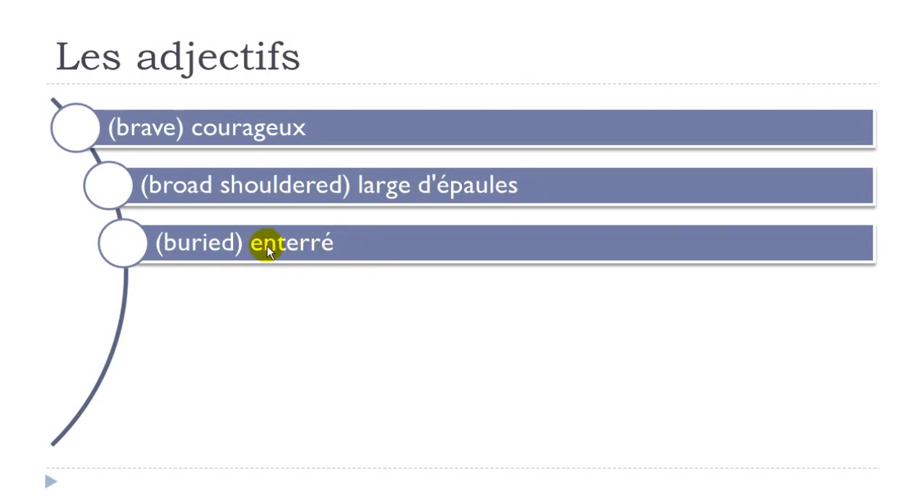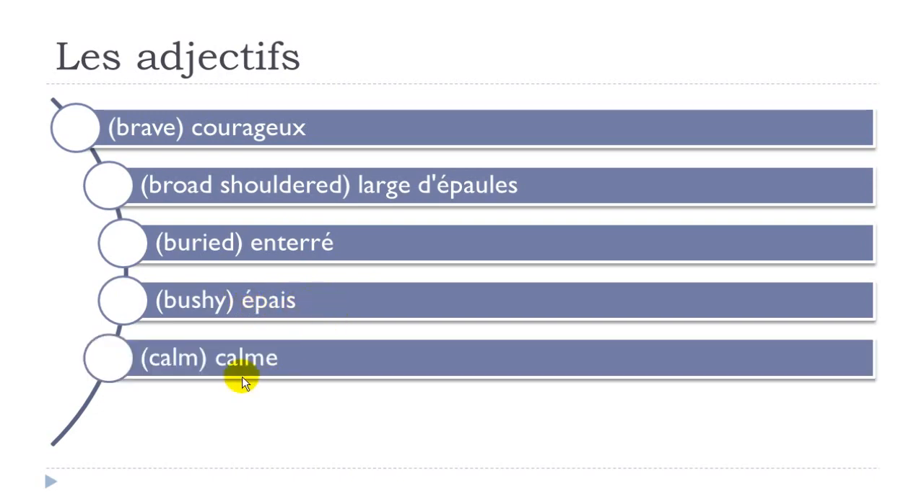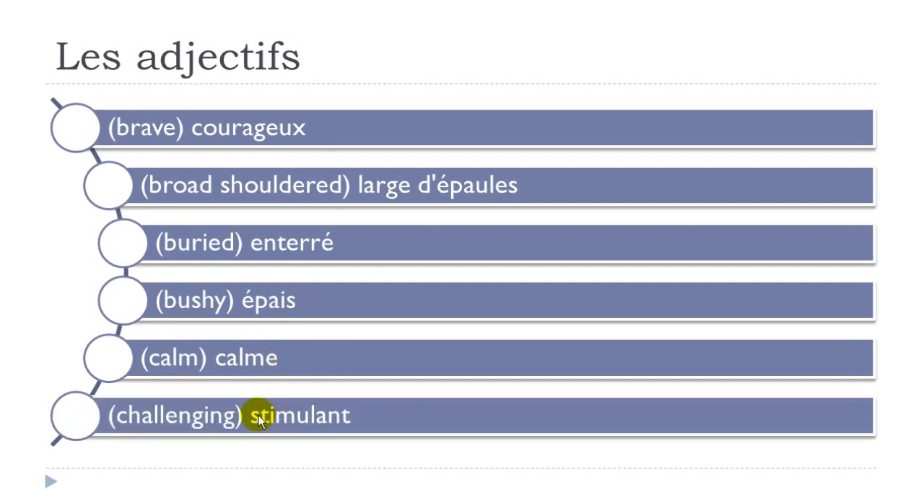Enterré. Okay, remember, A and N together, nasal, en, and then you get this double R here, and it will open the sound of the E, okay? Enterré. Enterré. Épais. Final S not pronounced. A-E together, épais. Épais. Calme. Final E not here. Stimulant. Final T not pronounced. Stimulant. Stimulant.